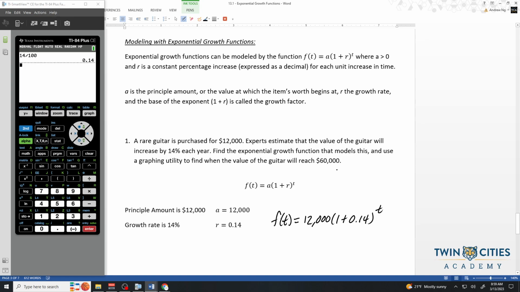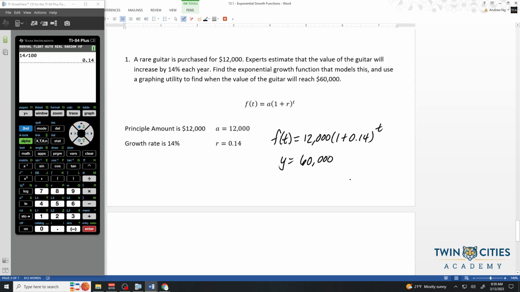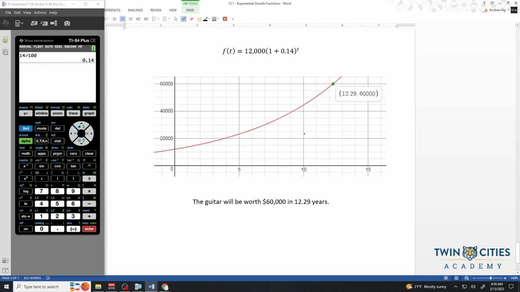Now I want to know when it's going to reach 60,000. So what I would do is I would put this function into a graphing calculator or Desmos, and then I would also put y equals 60,000, and then I would just find when those two intersect. Here, I see that it intersects at 12.29, which tells me that this guitar is going to be worth $60,000, quite a bit more than the $12,000 I paid, in just a little over 12 years.